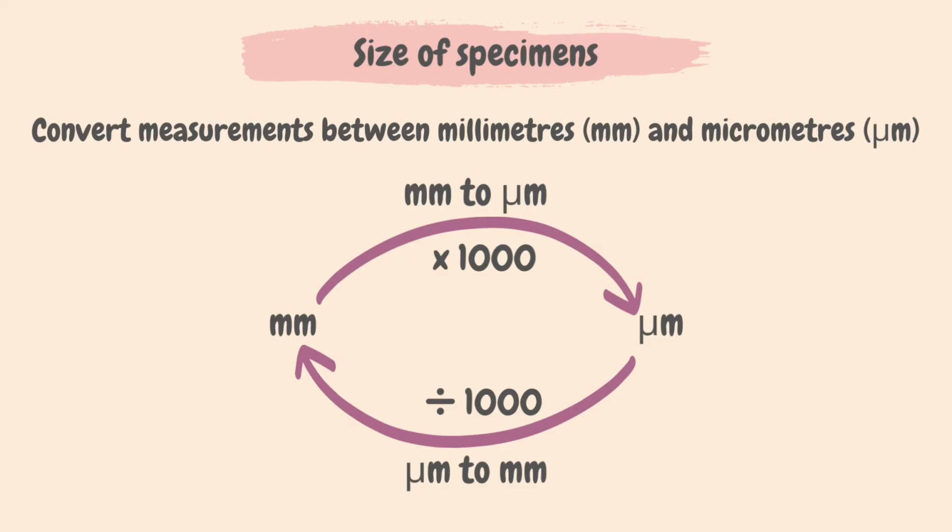In case a question has been given with the units in micrometers, we should know how to convert it into millimeters. To convert from millimeters to micrometers, we should multiply the number by 1000, and to convert from micrometers to millimeters, we should divide the number by 1000.